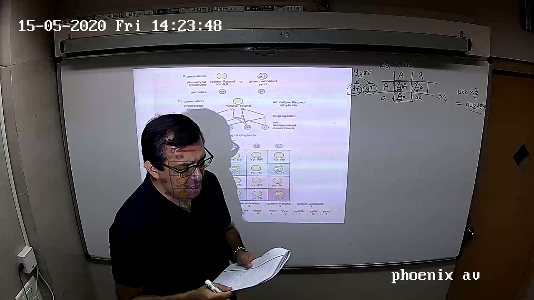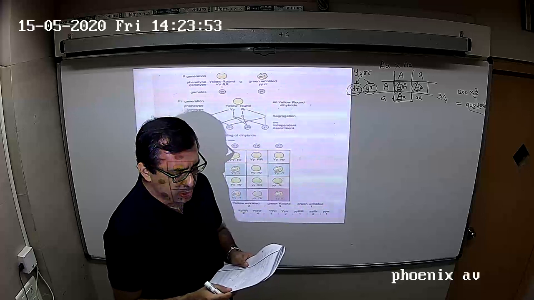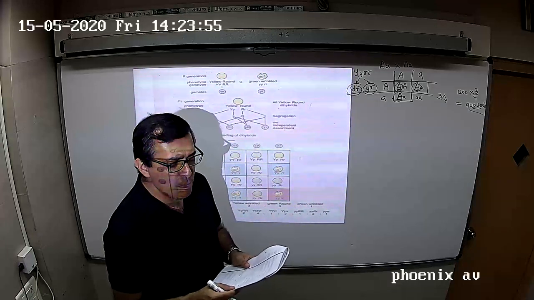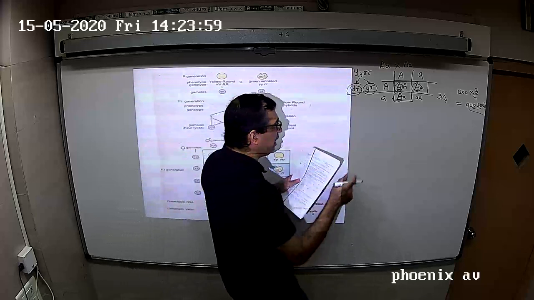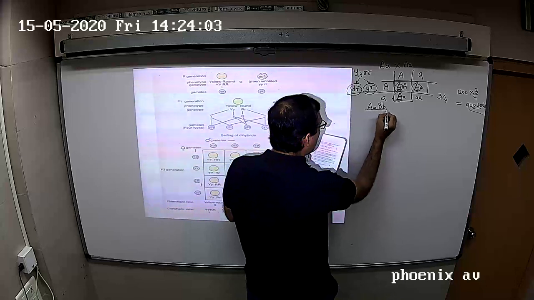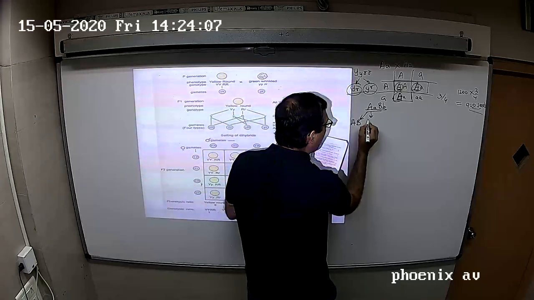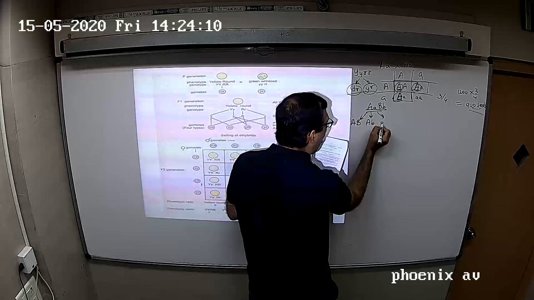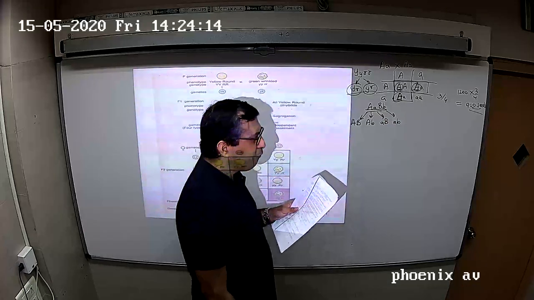83, an individual heterozygous for two alleles, capital A, small a, capital B, small b, produces 2 million sperms. How many of the sperms will have both recessive alleles? Capital A, small a, capital B, small b, which gametes will we get? Capital A, capital B, capital A, small b, small a, capital B, and small a, small b. These are the four gametes.